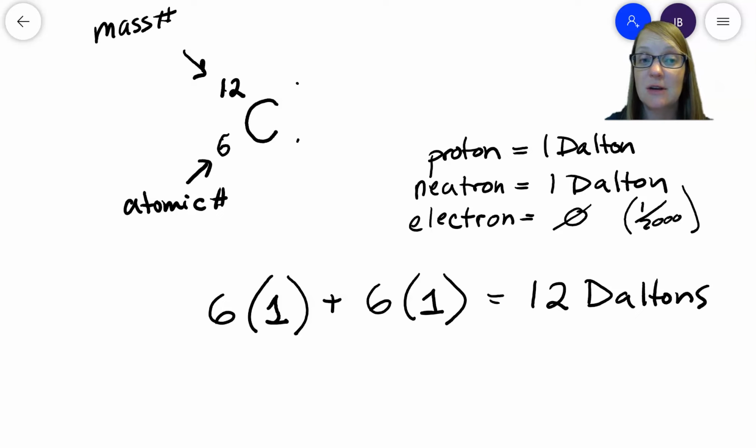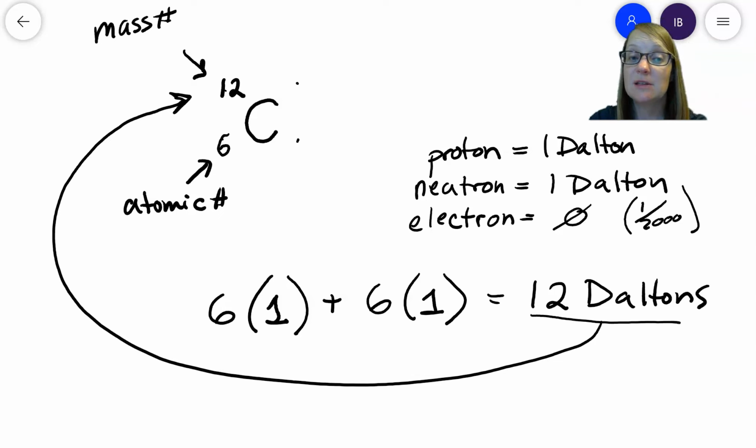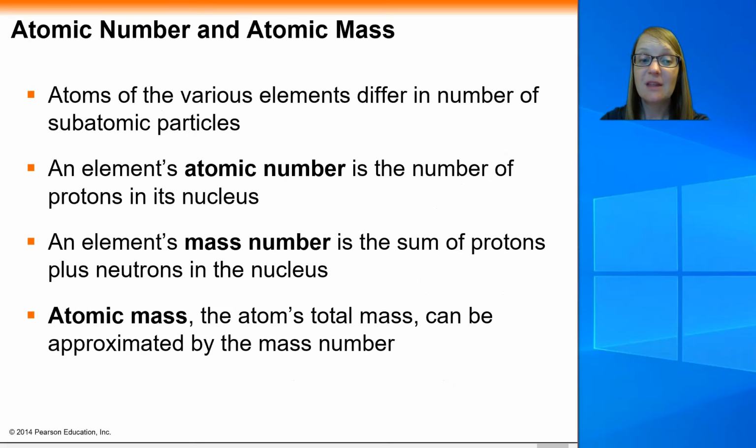And what you may have noticed is this number right here, our approximation of the mass of the atom, because we're ignoring the electrons and some other good stuff in there too. This number 12 is the same as the mass number. And so if we go back to our slides now, the atomic mass, yes, it's the atom's total mass, but it can be approximated by simply looking at the mass number.